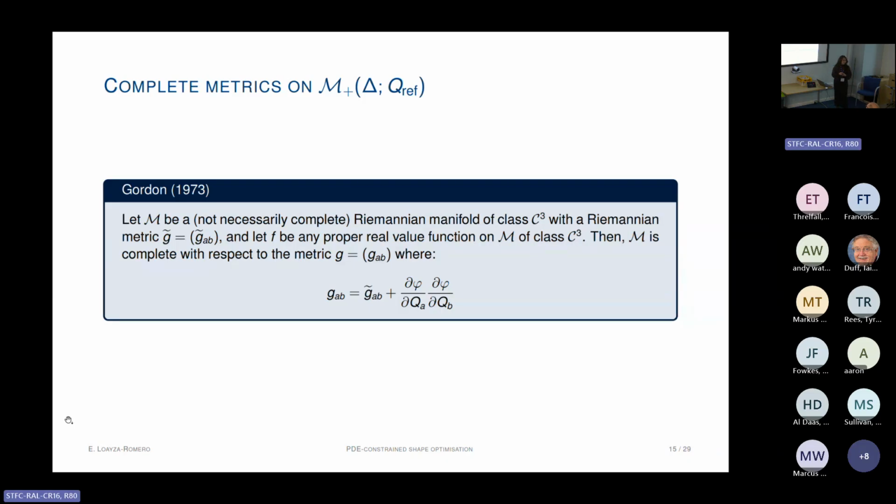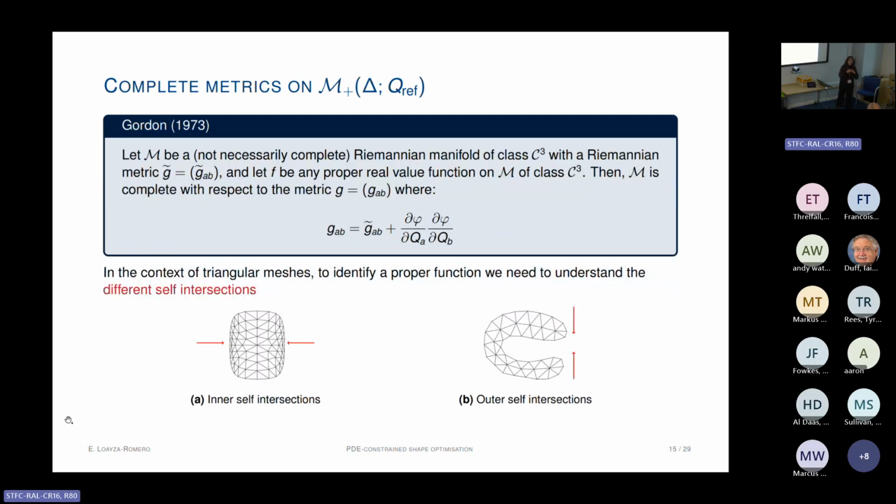So based on this, the only thing we needed to do was to find this function which will be proper for our particular manifold. And of course, again, coming back to the idea that we are looking into this space of triangular meshes, a proper function was exactly the one that will blow up whenever I am getting to the boundary of this set. And this boundary or limit elements of the set will be when my mesh is getting, for example, squeezed and my triangles are getting very flat.